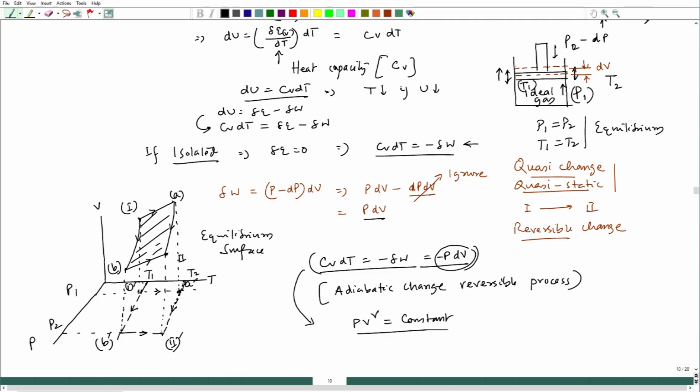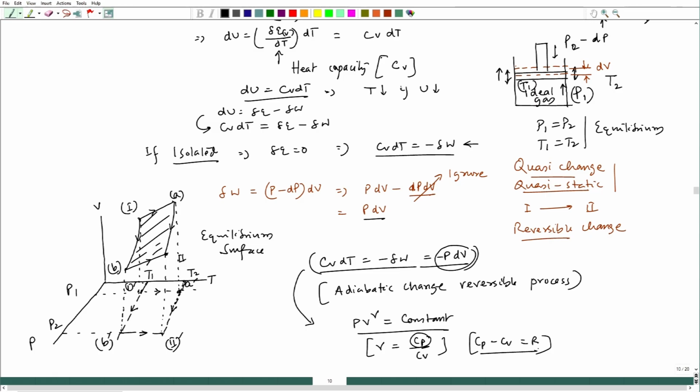From that equation one can derive this equation, where gamma is a constant which is Cp by Cv, and Cp is the heat capacity under constant pressure, and Cv is the heat capacity under constant volume. In fact, there will be a relation Cp minus Cv equal to R, which is the universal gas constant. With these two equations there could be a possibility of small problems, you can solve those to understand better. So this is one such situation, adiabatic change and reversible process.